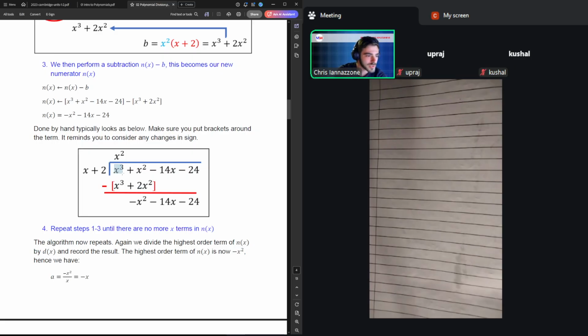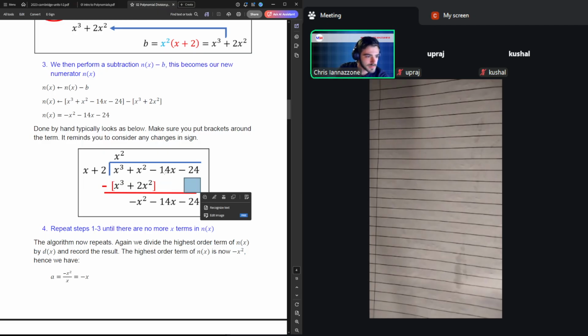So for instance, you do x cubed minus x cubed, which will always give you 0 here. And then you do x squared minus 2x squared. A lot of people will do the first one and then forget the second one here, and they'll think it's a plus. So that's the whole purpose of putting these brackets here. It's not required in your working out, but you do need to make sure you're putting this subtraction on that. The result should be negative x squared, not 3x squared.